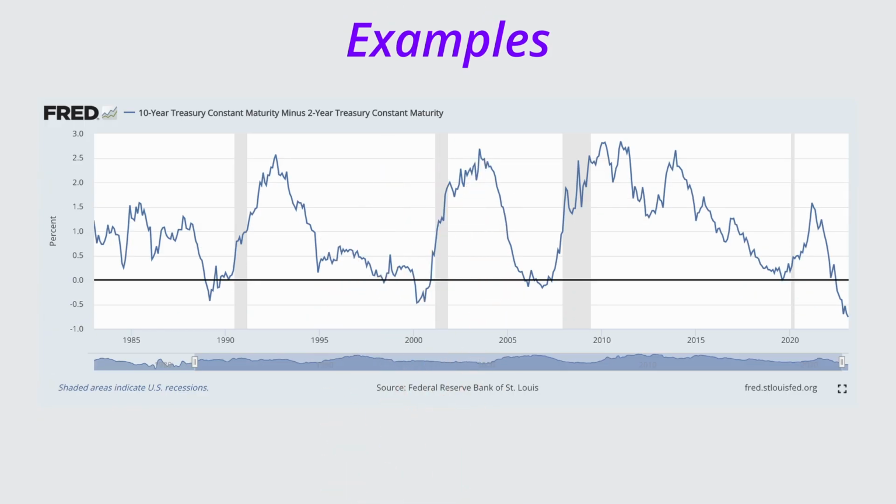Some examples of inverted yield curves preceding economic recessions include the 2006 to 2007 inversion, which was followed by the 2008 to 2009 global financial crisis, and the 1990 to 1991 inversion, which preceded a mild recession in the United States. It's important to note that not every inverted yield curve leads to a recession, and other factors such as geopolitical events, monetary policy changes, and trade tensions can also impact the economy.